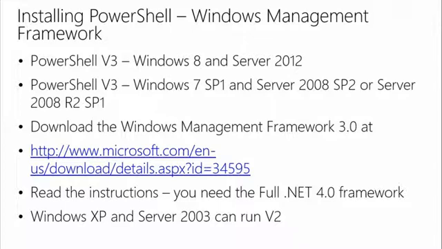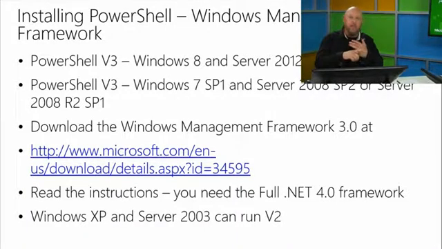Now you can download this. Version 3 is referred to as the Windows Management Framework, and I have a link there for you where you can download it. Now guys, take a moment and read the instructions for this. Couple of things for you. First of all, you're going to need the full version of the .NET 4.0 framework, not the client install. So make sure you install the full version of it so that the update can run and you can get PowerShell installed.